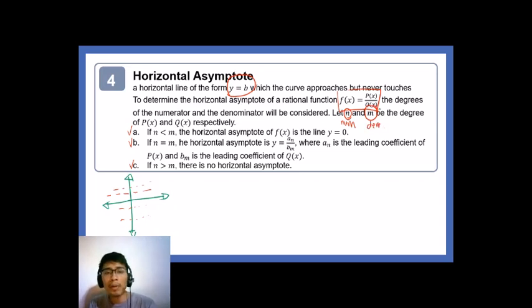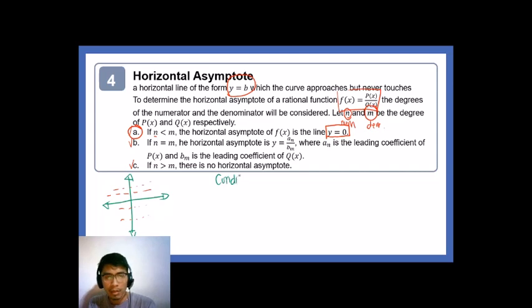Okay, how am I going to identify my horizontal asymptote considering these following conditions? For condition number 1, if n, the highest degree for the numerator, is less than m, the highest degree for the denominator, or it simply shows that the highest degree of your denominator is greater than the highest degree of your numerator, automatically your horizontal asymptote is y is equal to 0. Let me show you condition letter A for you to have a clear picture on how it works.